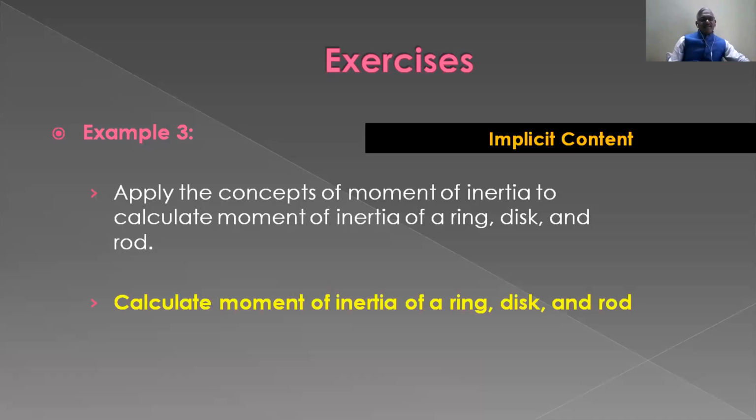That is enough. See, when somebody is calculating moment of inertia, isn't it implicit that they apply the concepts of moment of inertia? It is just like, if somebody is cooking biryani, it is implicit that you know the process of making biryani. So you should not write, apply the concepts of making biryani to prepare biryani using chicken. Can I write like that? No. If you are preparing biryani, it is implicit that you know the procedure. That's why, apply the concepts of moment of inertia to calculate moment of inertia is redundant. Concepts of moment of inertia are implicit when they are able to calculate moment of inertia.